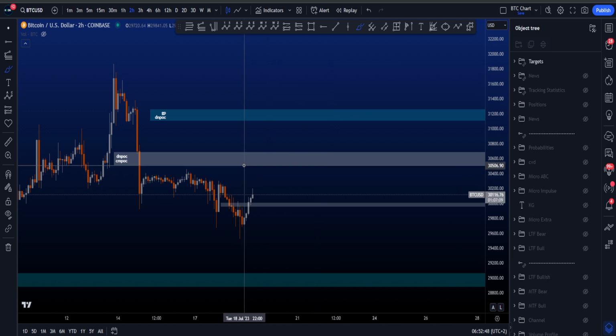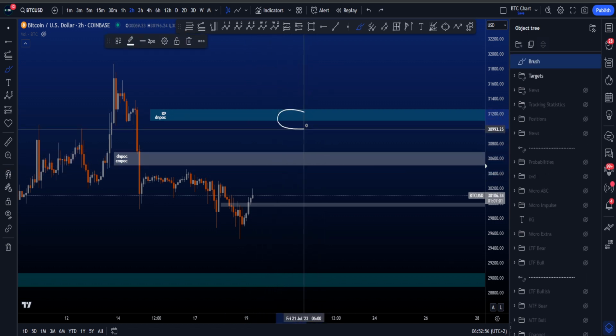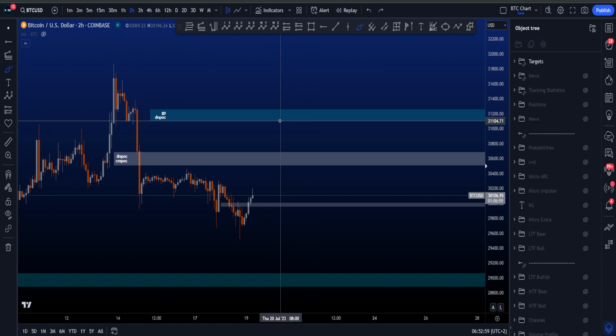So in the micro scenario, I would be looking for this area and then observe how price is going to react there. And if we build bullish CVD divergences, I would be looking for the target box higher. And that is basically the plan.